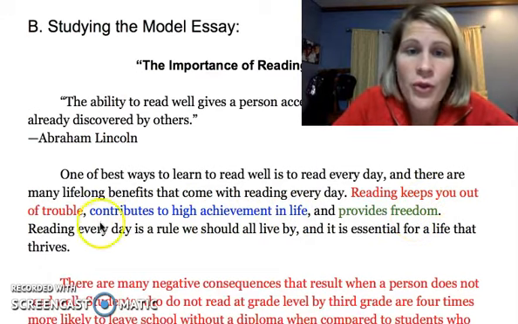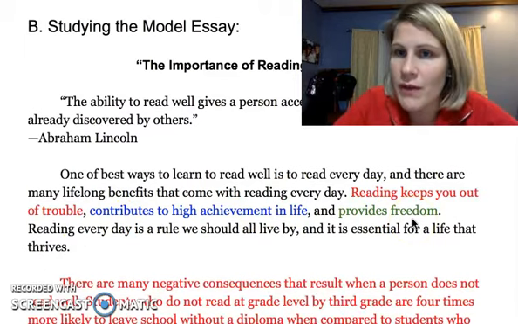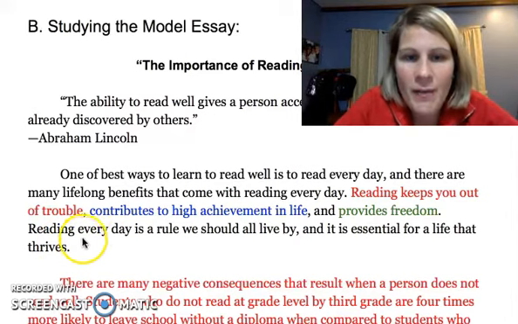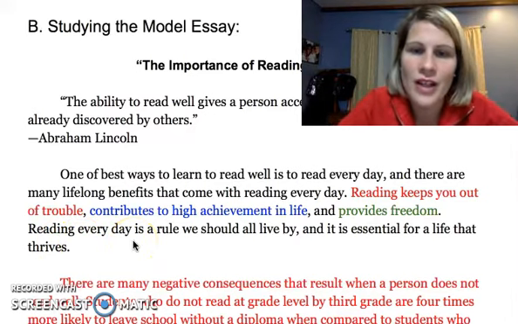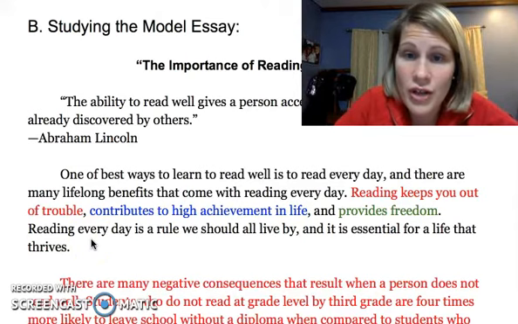So these are our three topics that are going to explain why we should believe their rule of reading every day. And then it ends the paragraph by saying, reading every day is a rule we should all live by, and it is essential for a life that thrives. Connecting it to another idea like thrives gives you a good way to go with your conclusion.